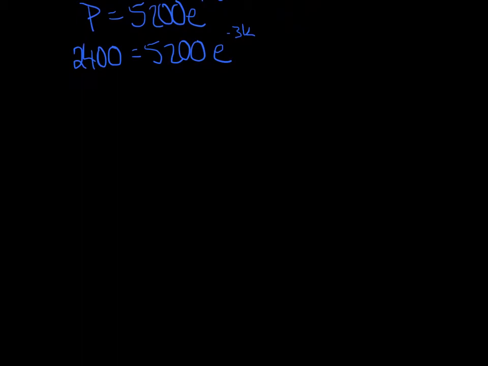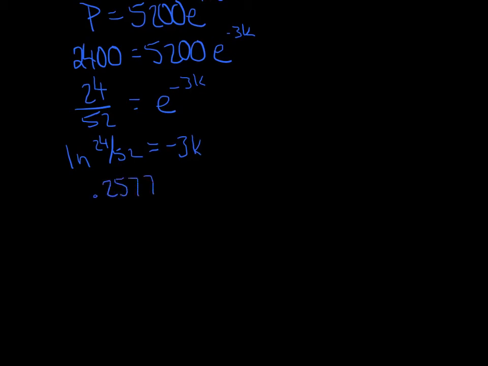We're going to divide the 5,200 over, and I'm going to kill some zeros, and then we're going to take the natural log of both sides. So we've got the natural log of 24 divided by 52. Throw in your calculator. Then divide that by -3. And I ended up getting like 0.2577 for my k. And I stored that in alpha A or some other letter that you like. So now my particular solution is P equals 5200 e to the alpha A t.